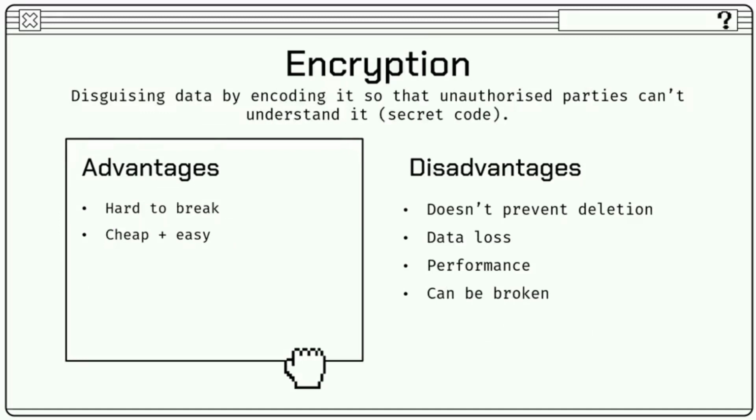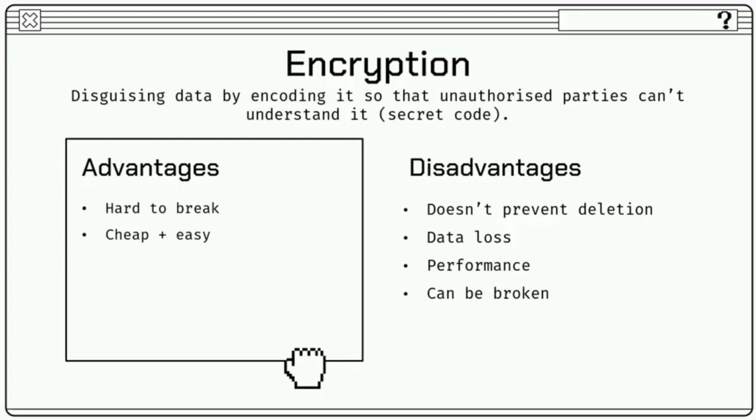So encryption, as seen before, is disguising data by encoding it so that unauthorized parties can't understand it. It's like a secret code. The advantage is it's hard to break and it's pretty cheap and easy. However, it doesn't prevent the deletion of your data.